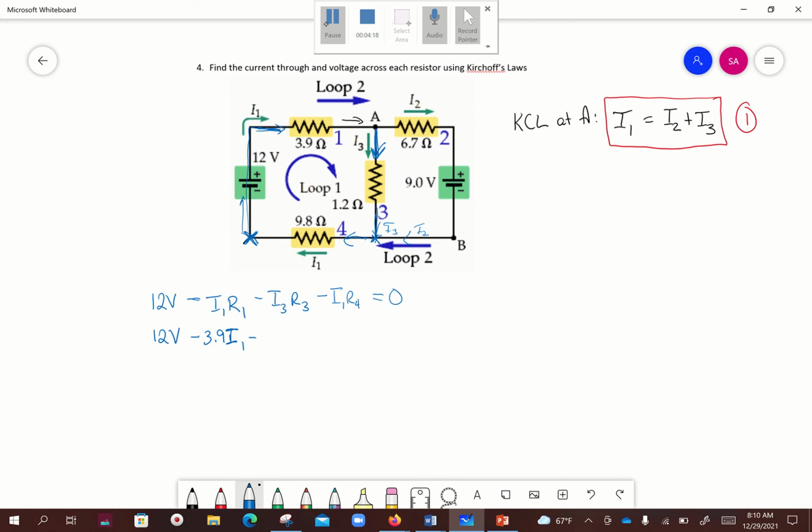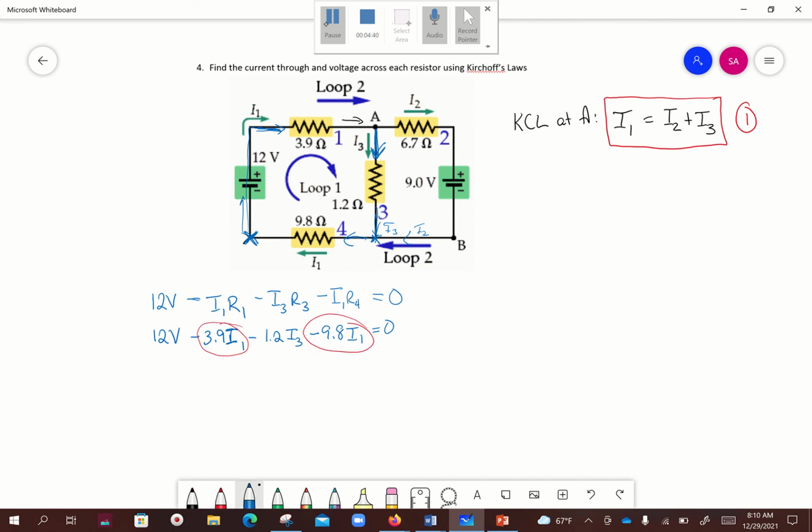Minus R3, 1.2 times I3. And R4 is 9.8, minus 9.8 times I1 is equal to 0. And let me do one more step. I can combine this term and this term. Both have I1 in it, so I can combine those two together.